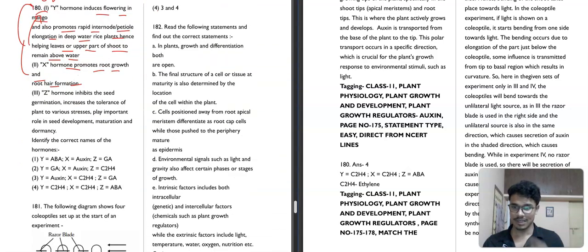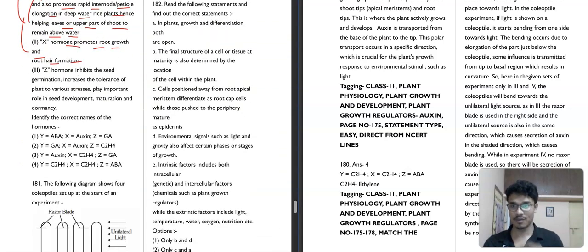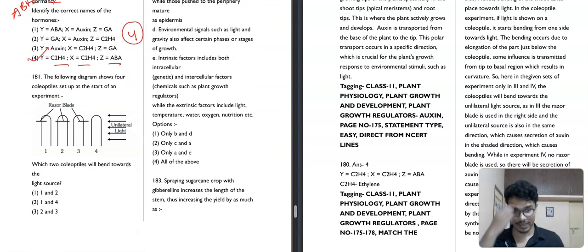Gaseous hormone. And then Z is saying that Z hormone inhibits the seed germination. Where it is saying for inhibition, that means it will be abscisic acid, the inhibiting hormone. Also maturation, dormancy, all of this. So Y is C2H4, X is C2H4, Z is abscisic acid. Fourth option is our correct answer. Then question number 181.